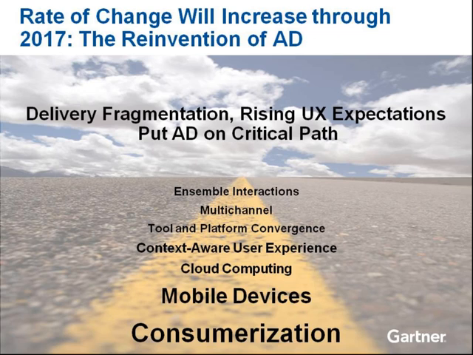Now, it's important before we dig deeper into the evolution of the various approaches to mobile application development to take a look at the big picture. What's going on in application development in the large. And what Gartner thinks is that we're going through, from now until 2017, the reinvention of application development. We think that delivery fragmentation and rising user experience expectations are going to put application development on a critical path. And we're certainly seeing that in some of the surveys that we're getting back from our CIOs.